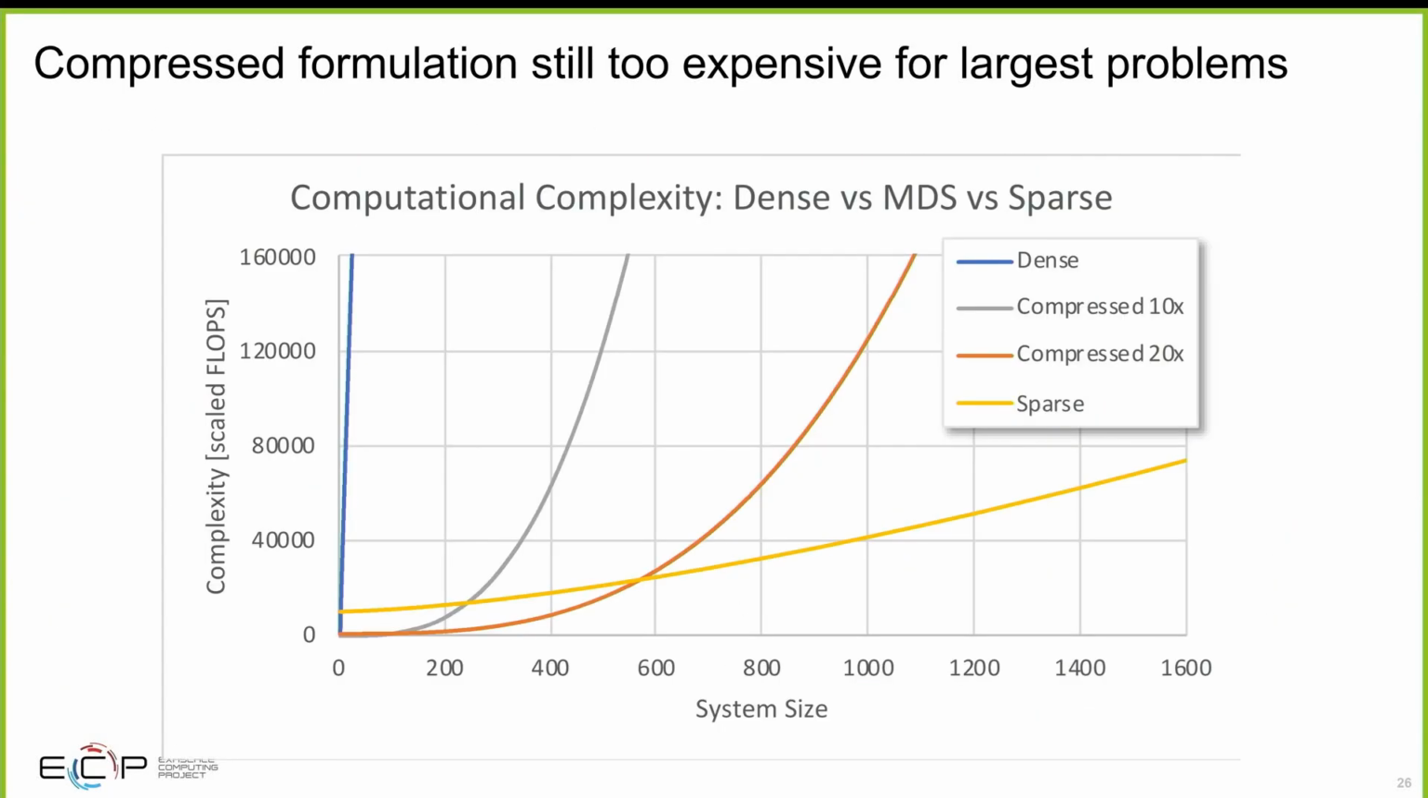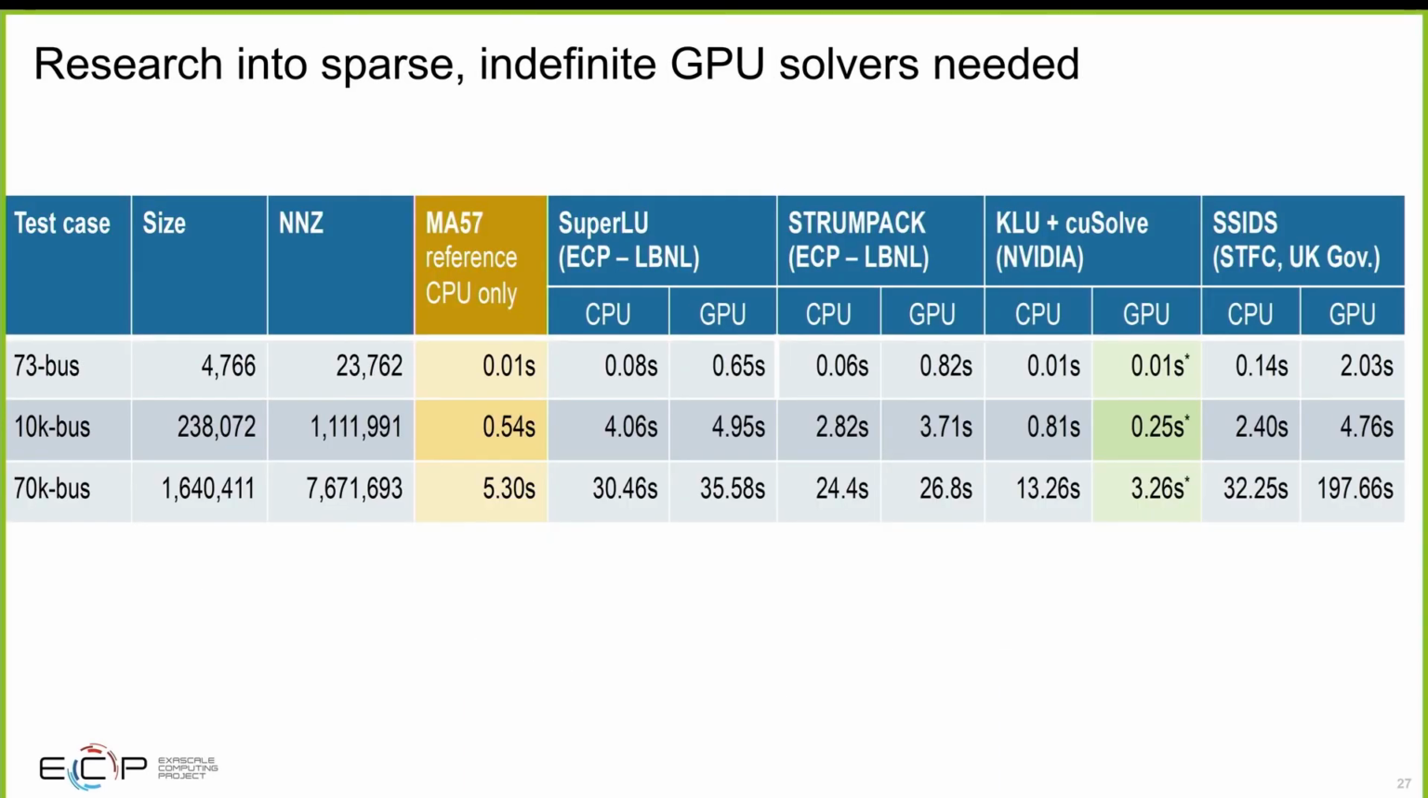But it turns out that the number of floating point operations scales horribly with system size for the densification problem, as you see on the blue line, and therefore it's just not feasible. So they did a survey of all the possible sparse indefinite solvers on GPUs compared to their reference CPU solution. Nothing was really able to beat it yet. So it's an ongoing research project, and they're able to maybe tie it or something.